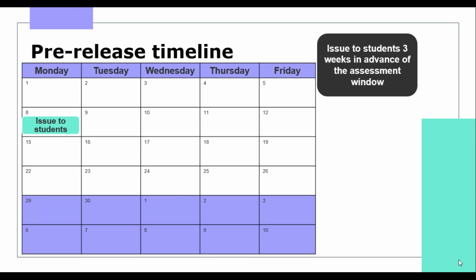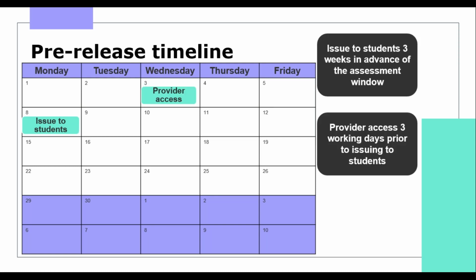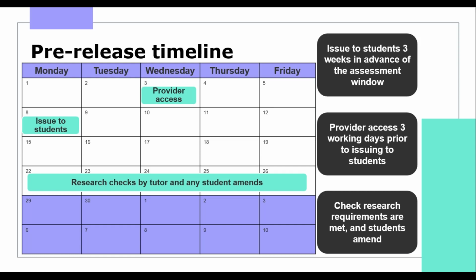Now, I'd just like to go through an example timeline for the pre-release material. Please do check the key date schedule for exact dates. The pre-release material can be released to students 3 weeks in advance of the assessment window. The provider can access the material 3 working days prior to issuing to the students. The students will have 2 weeks to complete, but please factor in time for marking and students resubmitting. The pre-release task must be completed before the assessment window opens.